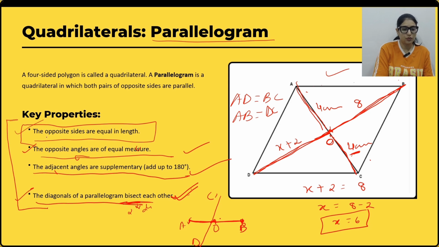Clear? So the first is that the opposite sides are equal in length, the opposite angles are of equal measure, the adjacent angles are supplementary, and the diagonals of a parallelogram bisect each other.